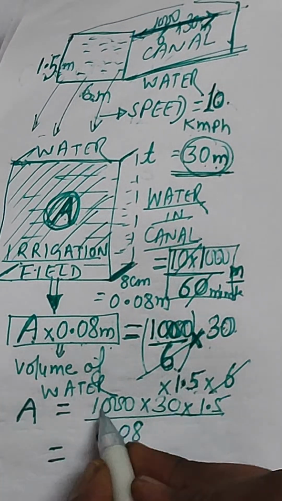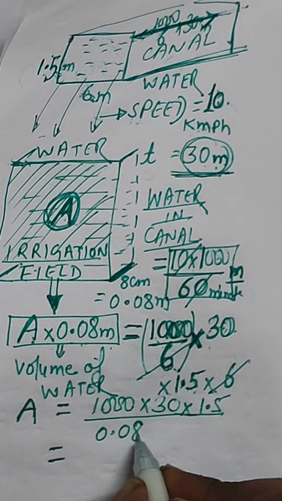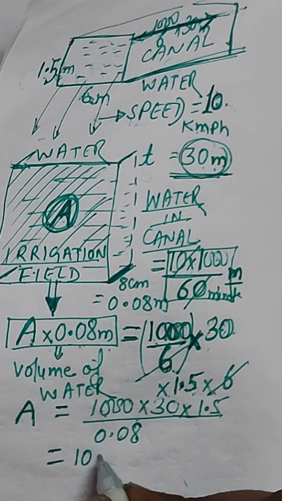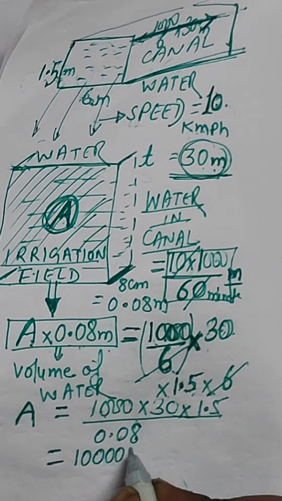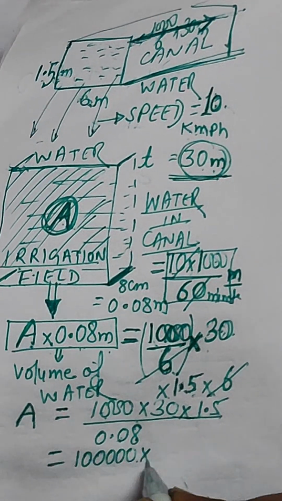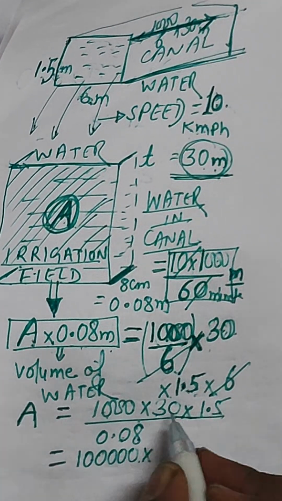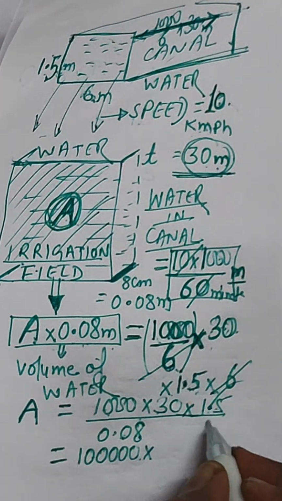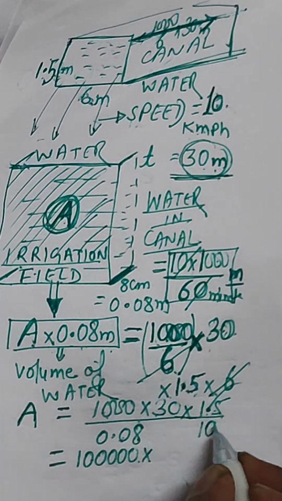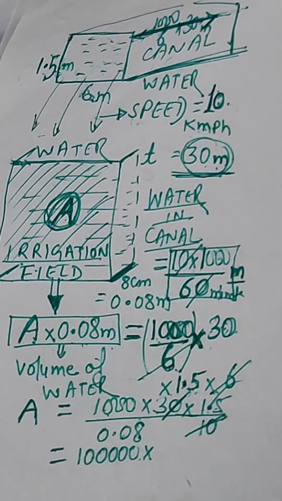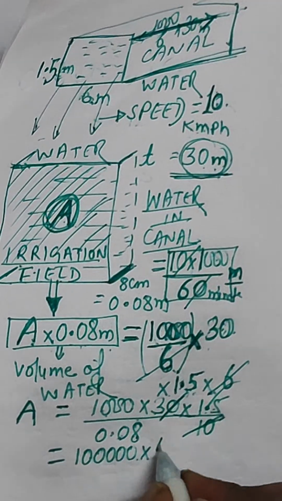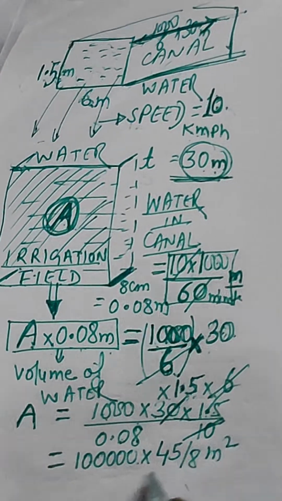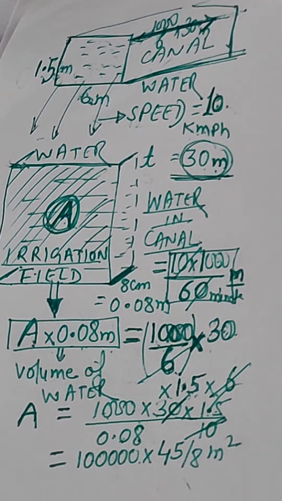Now here you can see this 0.08 will give you 10 power 3 in the denominator, and with the 2 zeros from here, this will be 10 power 5, with 5 zeros over here, multiplied with 15 into 30. When you remove this decimal from 1.5, 10 will come over here, and this 10 will cancel this 0. Now this will be 45 by 8 meter square. This is the area of the field which will be irrigated, right?